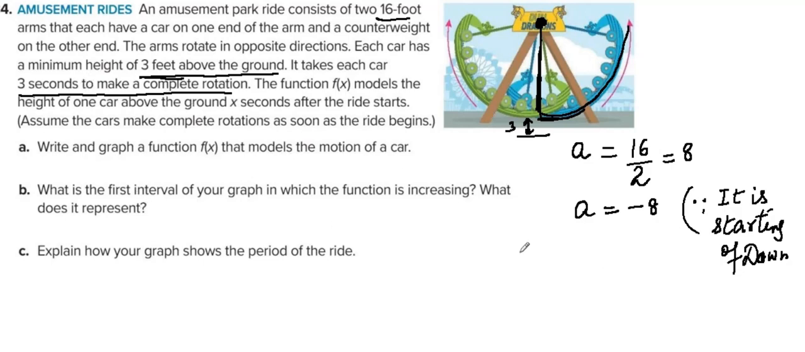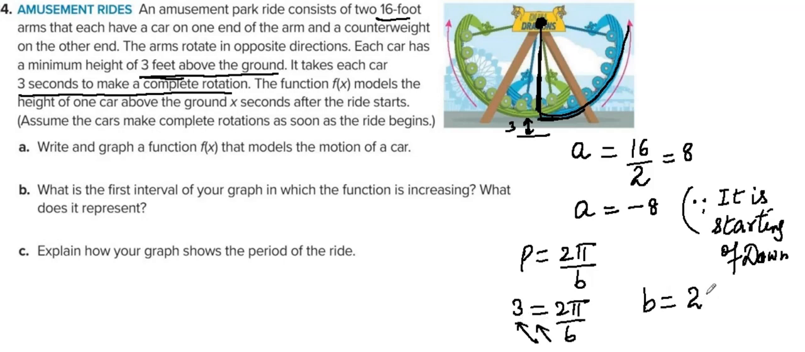So the period is equal to 2 pi by b. This is the first part: 2 pi over b, which is 3. Simplify it, swap them. So b is equal to, cross multiply, 2 pi by 3.